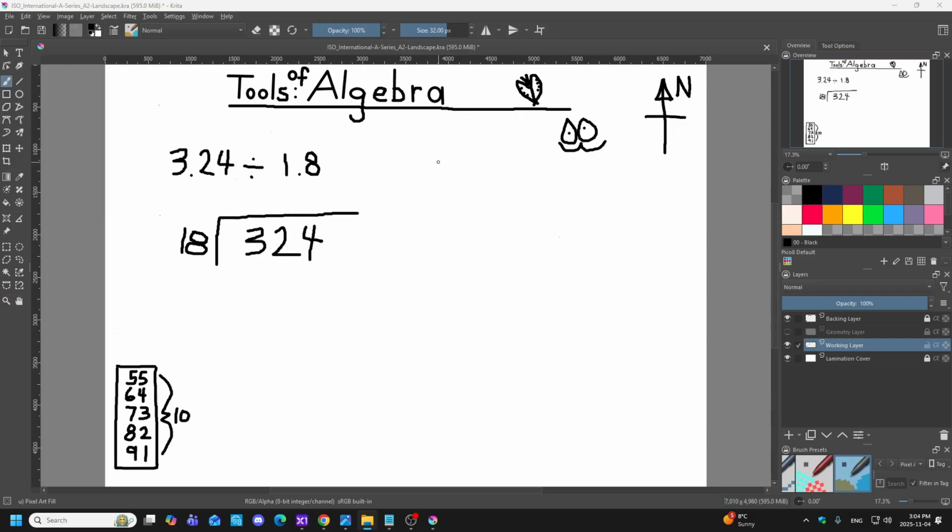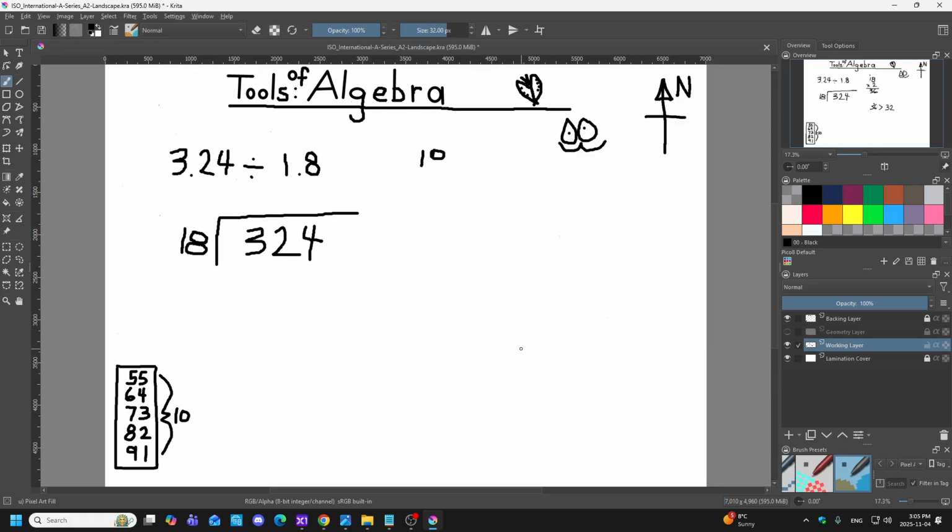So what we have to do is figure out, well, what is 18 times 2? You might already know the number, but let's work it out. 8 times 2 is 16. Carry the 1. 2 times 1 is 2, plus 1 is 3. 36 is what we get. As we know, 36 is greater than 32. That's too much, too big.